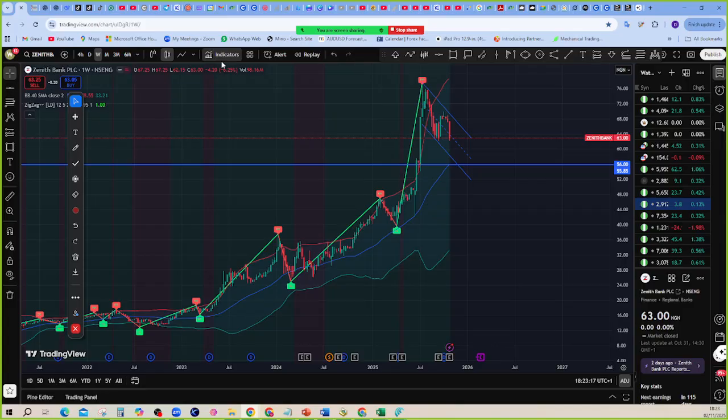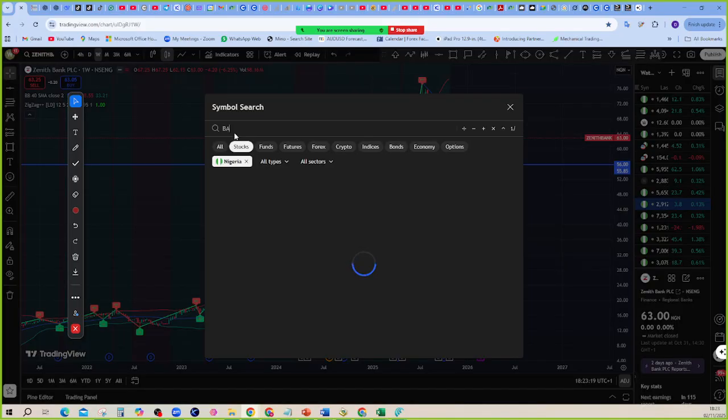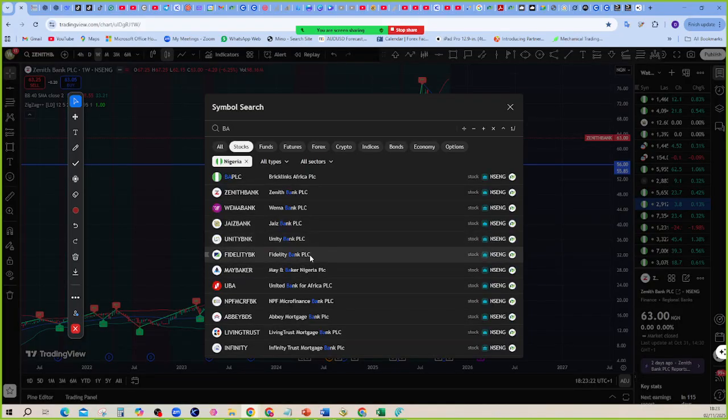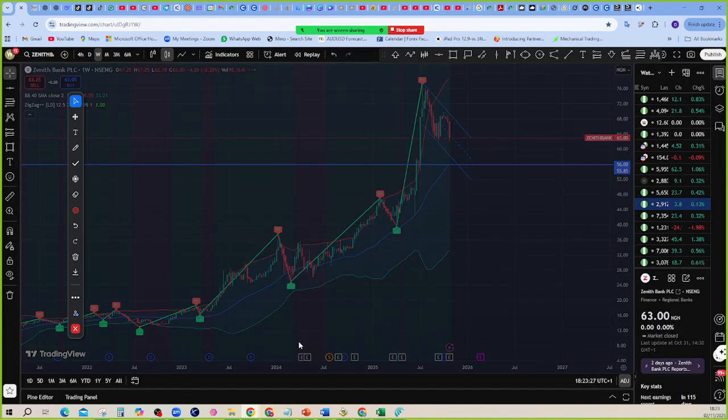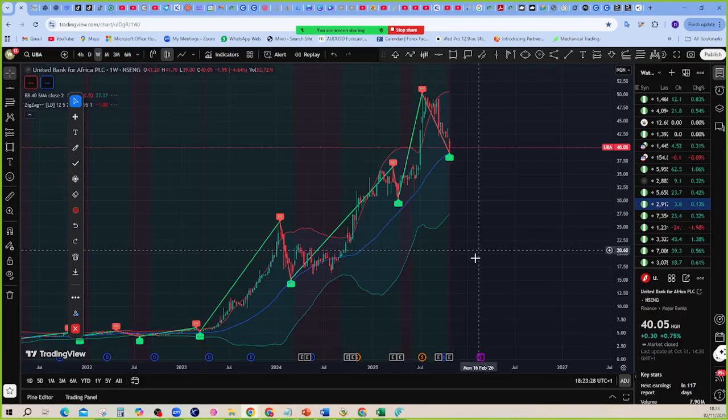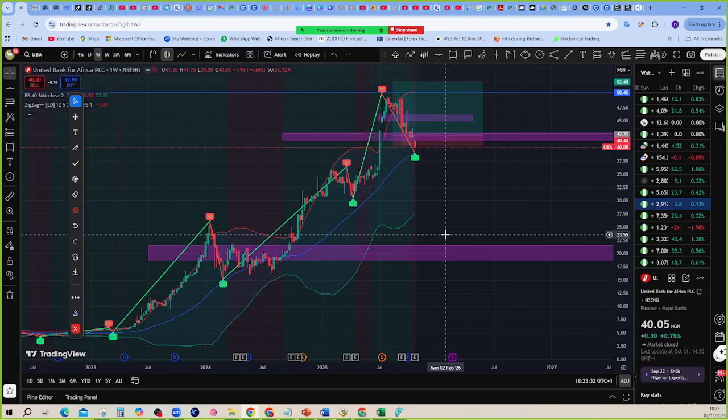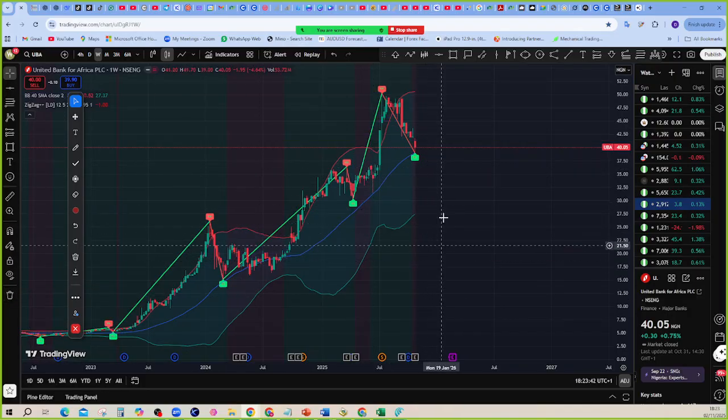So let's look at another banking stock. Let me see. Okay, UBA. UBA too was breaking support. Yes. All right. So you can see that UBA is already touching our moving average point. If I'm going to say you should buy any stock this week, I will say you should be able to get UBA. If you can get UBA even slightly lower than this 38 naira that I'm seeing here as an aggressive trader, it's good for you.